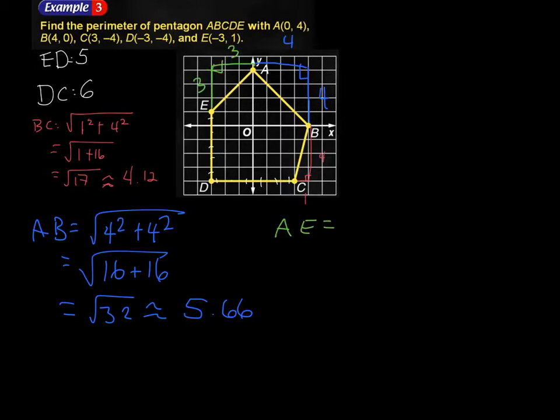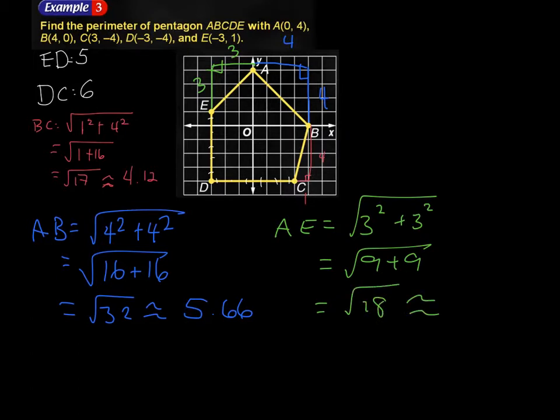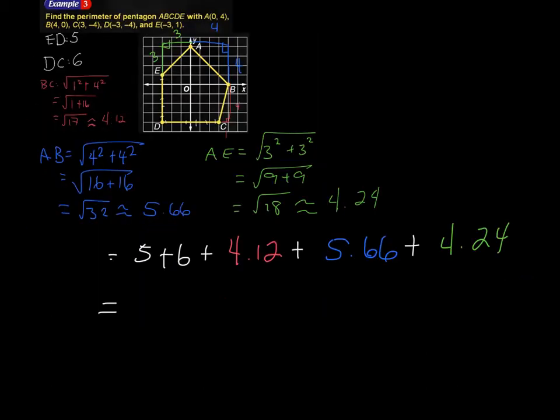It looks like the legs of the right triangle that have AE as the hypotenuse are both 3. So we need the square root of 3 squared plus 3 squared. So 9 plus 9 is 18, which is, square root of 18 is about 4.24. Okay, adding up the numbers I had, I get 25.200. So we could say it's about 25 units for the perimeter.